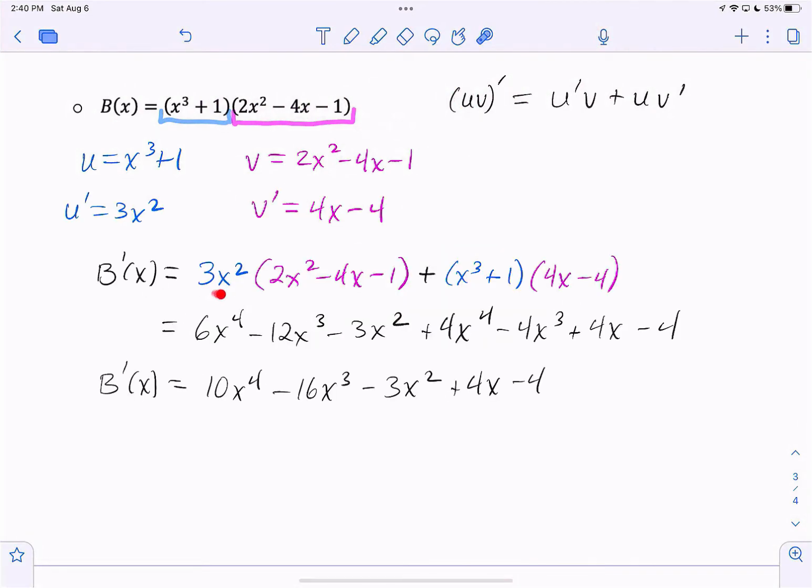Using u prime v plus uv prime, I end up with b prime of x is equal to 10x to the fourth minus 16x cubed minus 3x squared plus 4x minus 4.